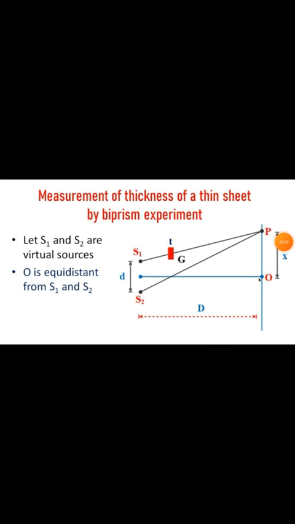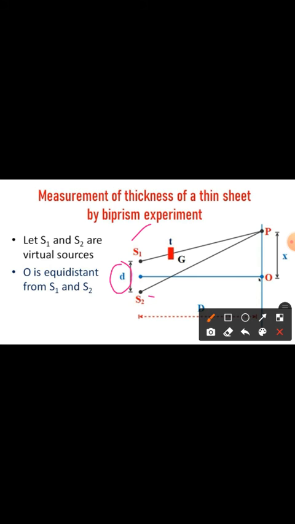So this is the figure. There are two sources S1 and S2 placed at a distance d. Here O is equidistant from S2 and S1. Here we have to determine the thickness T of the given transparent material G. S1 and S2 are two virtual sources, and O is equidistant from S1 and S2.